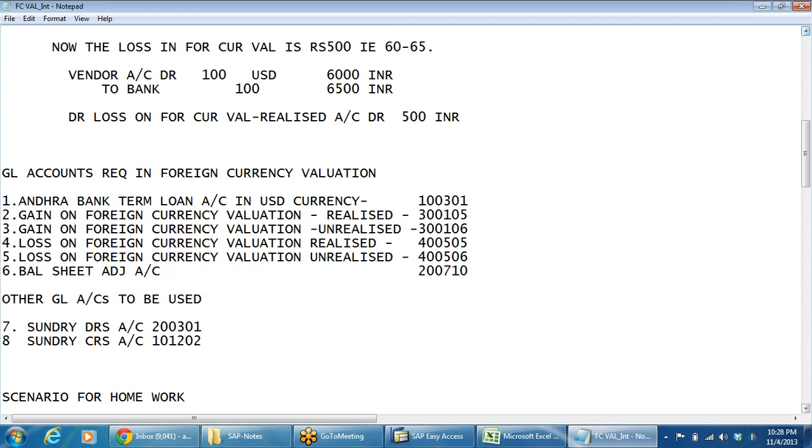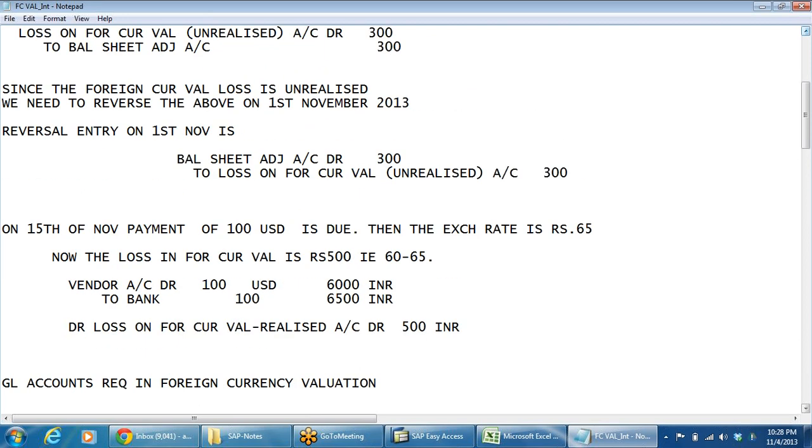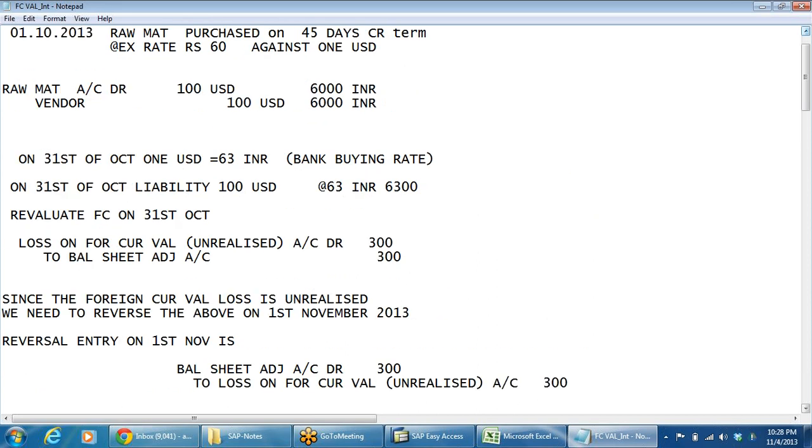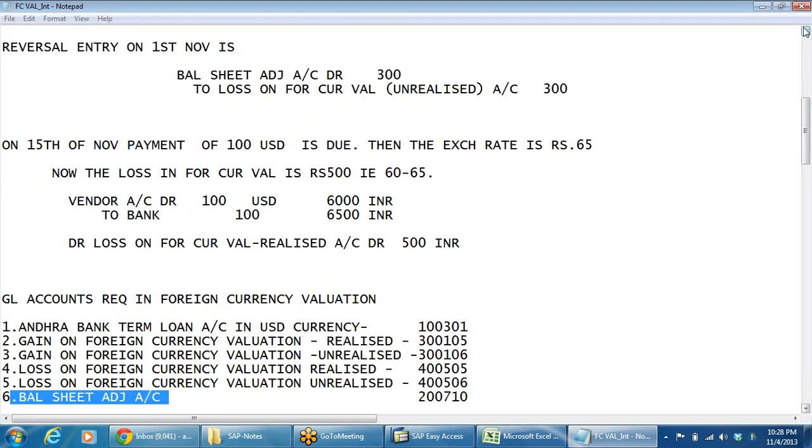And this is going to be the balance sheet adjustment account. This is only an adjustment entry, only for the purpose of reversal. It will be nullified every time. We need not give any importance to that. Of course, it is required at the time of posting the entry. Right. So this is the scenario first of all. Any doubt on this scenario, anybody?